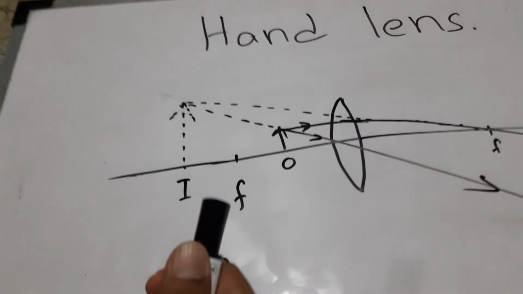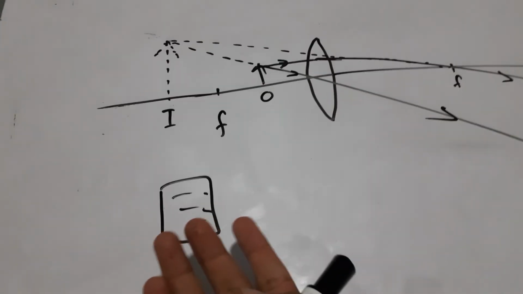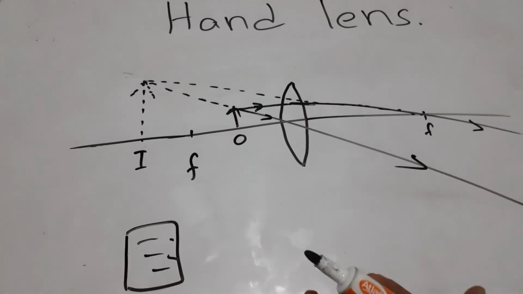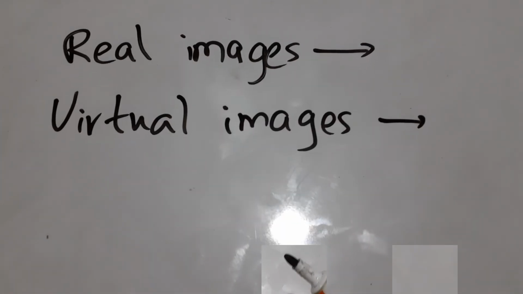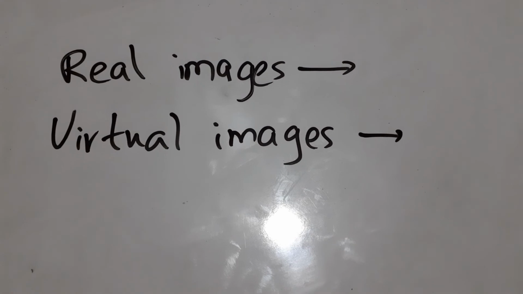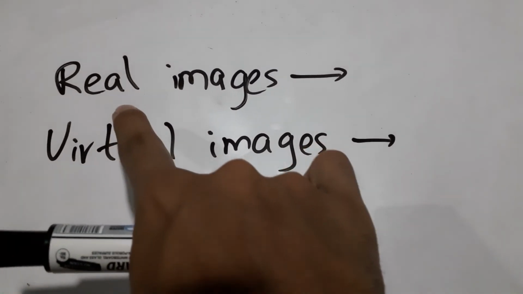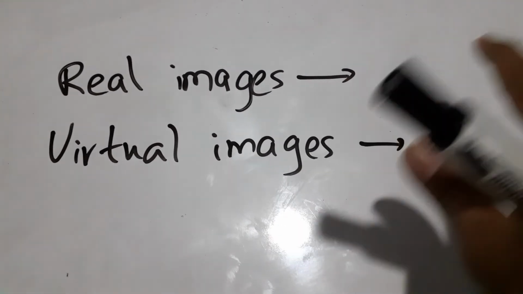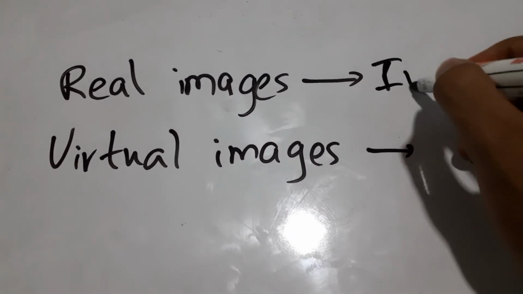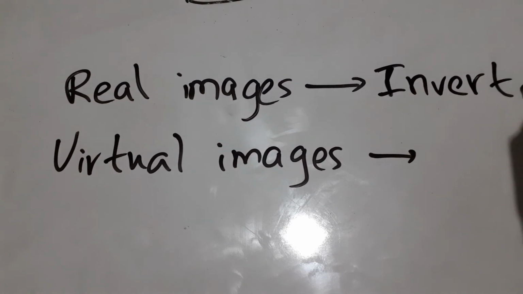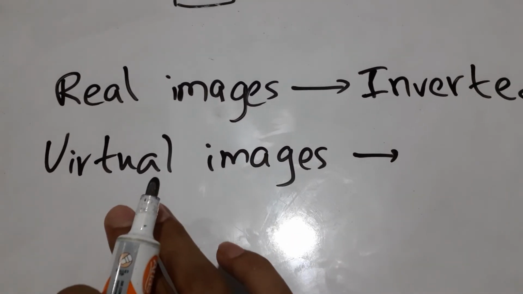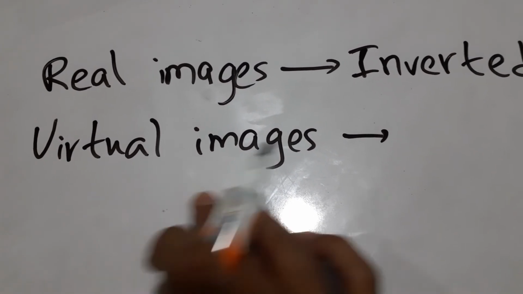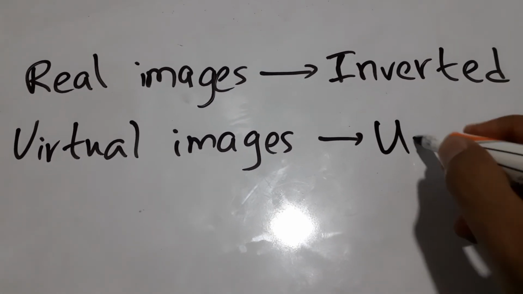So when you keep the lens like this, what happens? The letters will become magnified. This is what happens in a hand lens. There are a few points that you should know. One is, when lenses form real images, the image will always be inverted. If the lens forms a virtual image, it will always be an upright image.